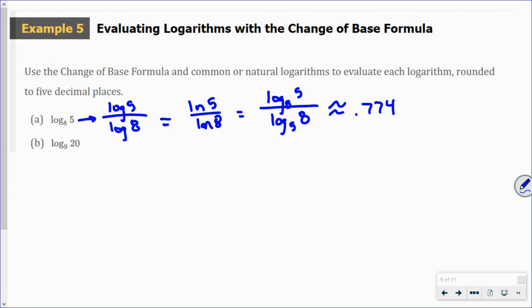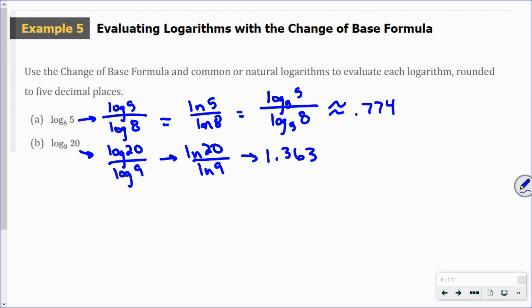Okay, and here for log base 9 of 20, we can write this as log 20 over log 9, or that's ln of 20 over ln of 9, which either one goes to about 1.363. So we can change those bases to whatever we want them to be.